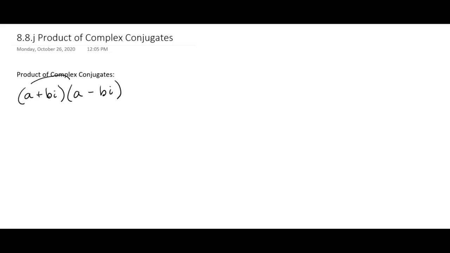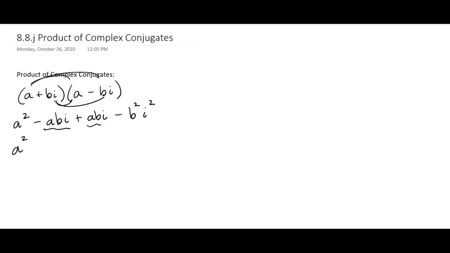So a times a, that's a squared. Then you have a negative abi. Then you have a positive abi. And then you have a minus b squared i squared. Okay? So what happens, you can think about that a little bit. bi times bi, so b squared i squared. Okay. a squared, well, that's a squared.